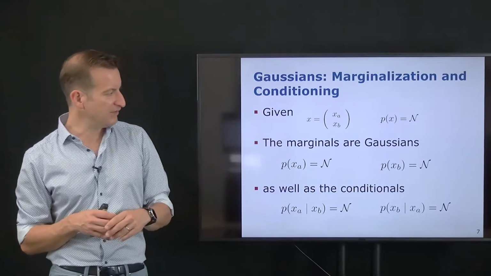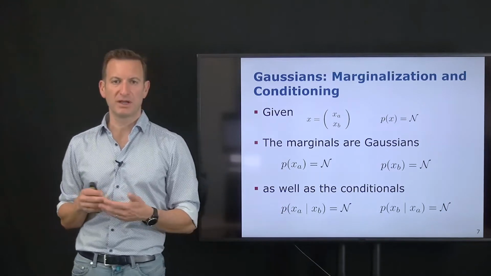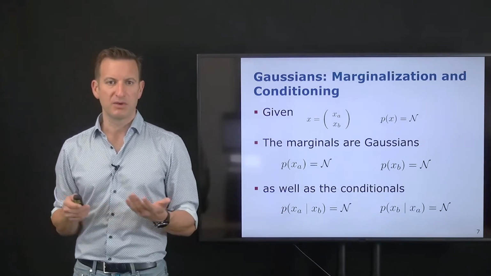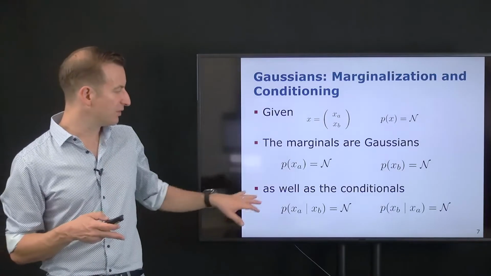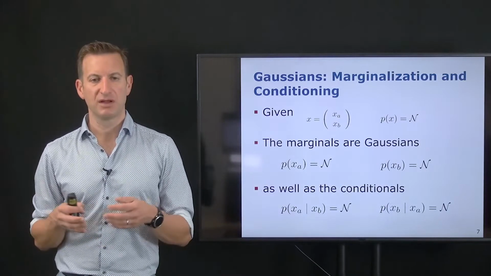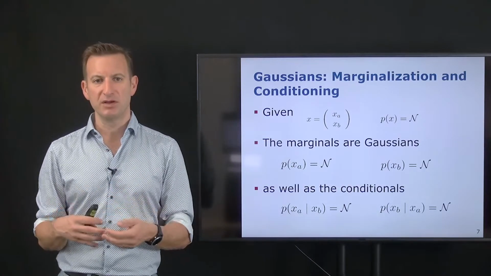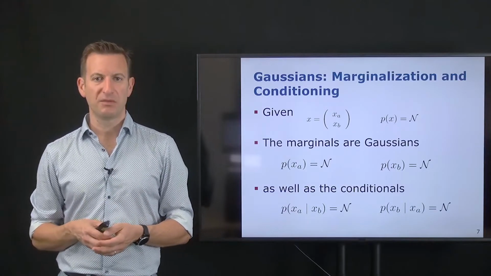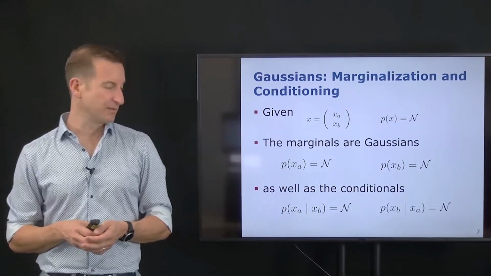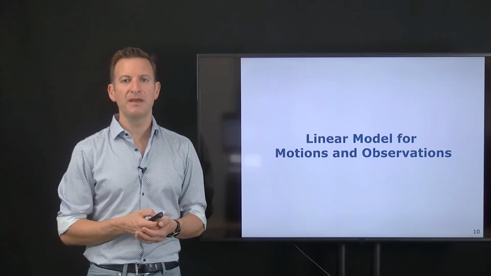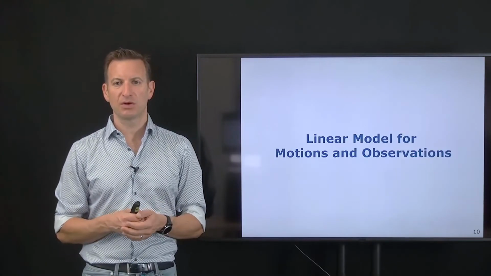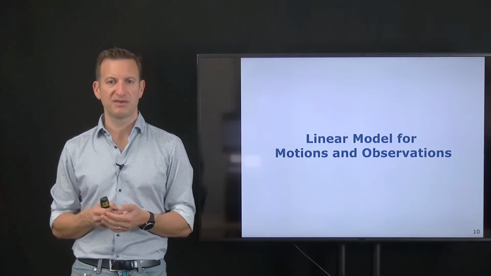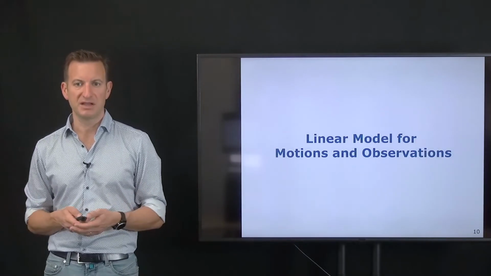The marginal is computed very easily. The conditional is slightly more complicated, but you typically end up with the Schur complement being executed in order to come up with this conditional. But these are the tools that you need if you want to perform the derivation of the Kalman filter from scratch. The next thing we want to look into is our linear models for the motion as well as for the observation. What does this mean, a linear model?